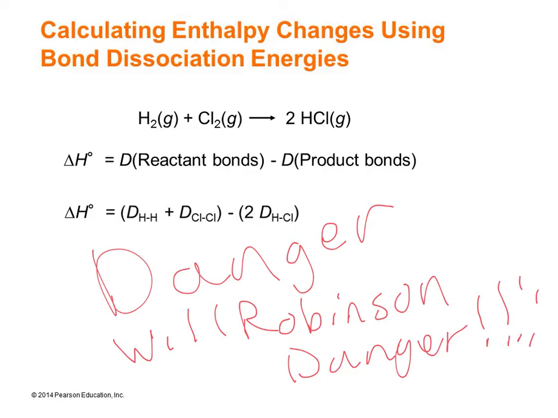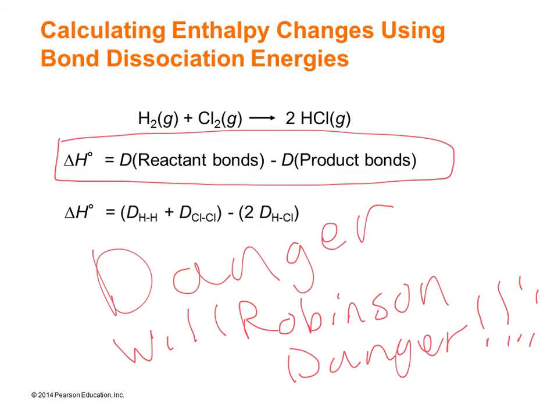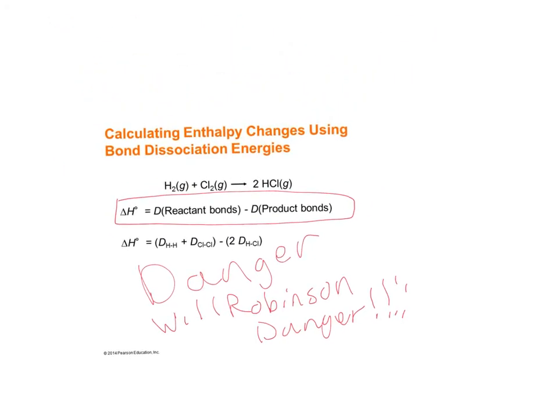That's right. Danger, Will Robinson, danger. Why is this formula dangerous? Because it's the exact opposite of how it is for your enthalpies of formation. Remember, for enthalpies of formation, it's products minus reactants. But for dissociation energy, it's reactants minus products. But if you think about it, we're going the opposite direction, so it makes sense.